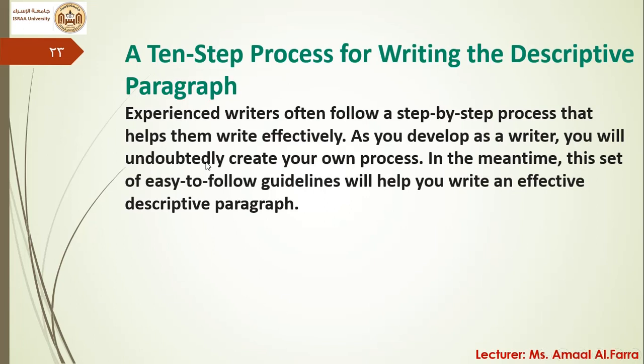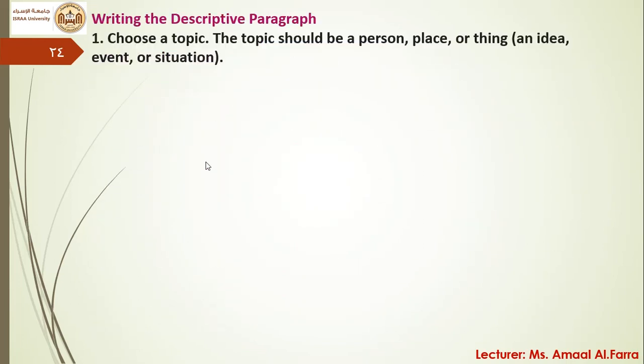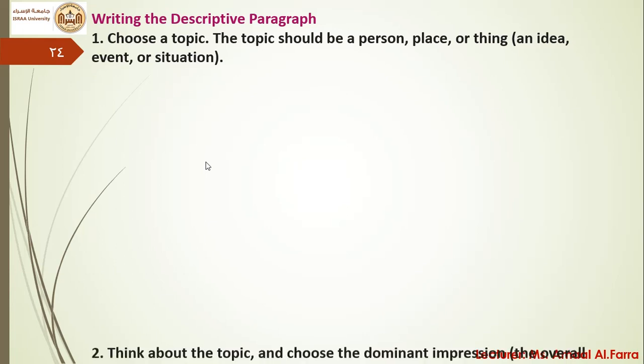Okay, now I'm going to talk about a 10-step process for writing the descriptive paragraph. You have to follow these 10 steps, so you have to pay attention. You have to follow these 10 steps before writing any descriptive paragraph. Number 1, choose a topic. Of course, when you want to write, first of all, you are going to choose the topic. The topic should be a person, a place, a thing, an idea, an event, or a situation.